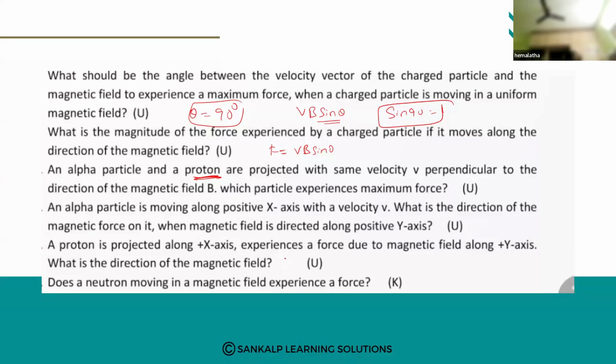So if it is like this, then what happens according to this? This is the positive x-axis. Okay, this is the positive x-axis, this is the negative x-axis. The direction of the magnetic field is directed along it. What is the direction of the magnetic force on it?